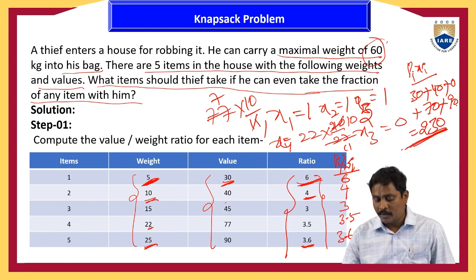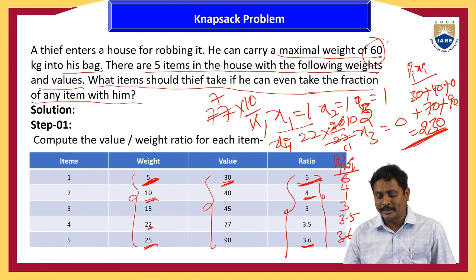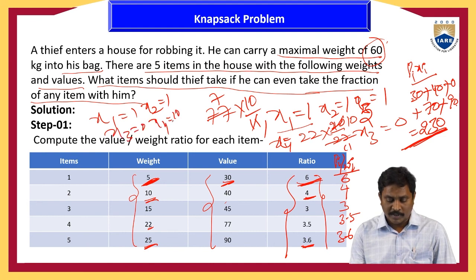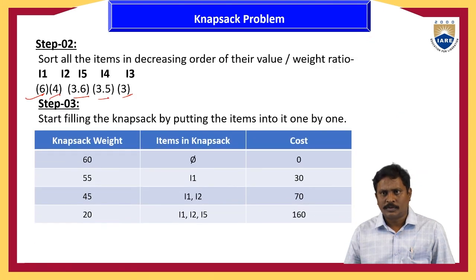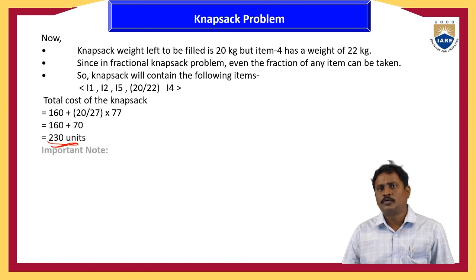So the maximum profit value is 230. The corresponding optimal solution is X1 equal to 1, X2 equal to 1, X3 equal to 0, X4 equal to 10 by 11, X5 equal to 1. This is the solution set. So in the knapsack, the weights are taken in decreasing order of ratio, and adding up all the corresponding values, you get 230. That is shown here in this slide. So the maximum capacity value is 230 units.